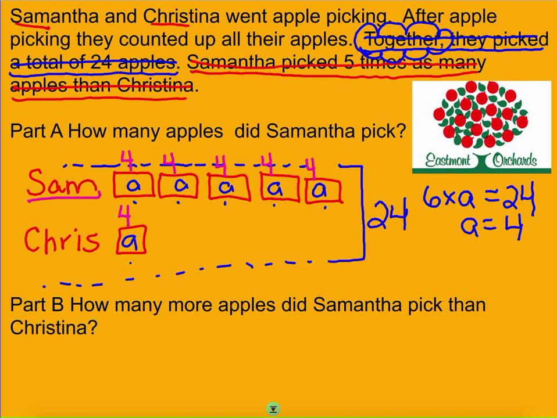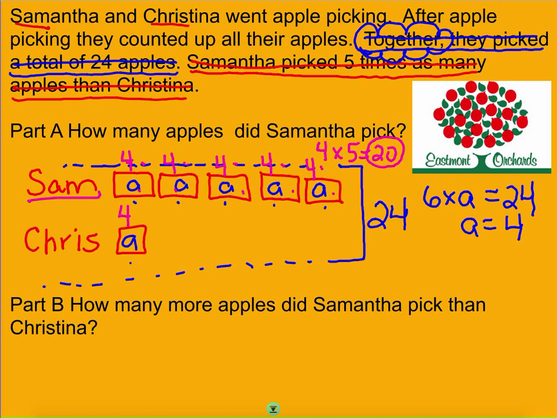So when I look at just Sam, I have 4, 1, 2, 3, 4, 5 times, right? So there's 1 4, 2 4s, 3 4s, 4 4s, 5 4s. So we're going to do 4 times 5. So 4 times 1, 4 times 2, 4 times 3, 4 times 4, 4 times 5. 4 times 5 is 20. And we're going to circle Sam's total. So Sam's equation would be 4 times 5 equals 20. So Sam has picked 20 apples.